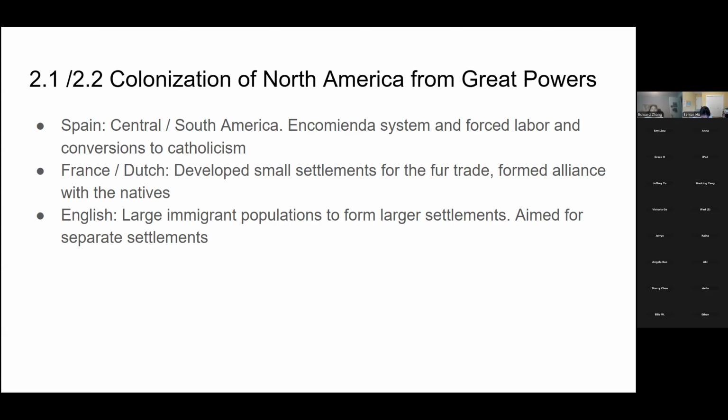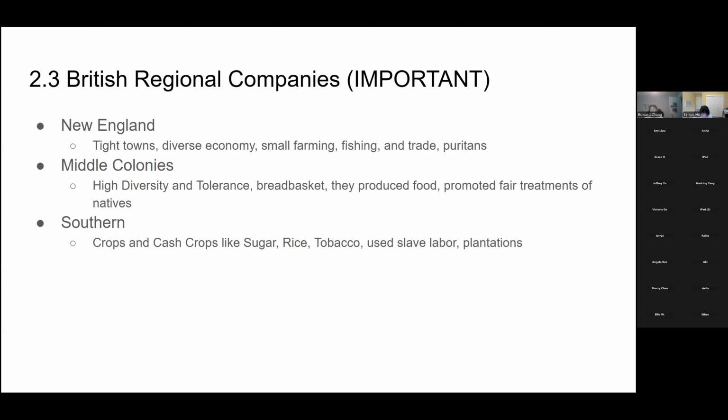So at the start, when there were not many English settlers, they were pretty good. The English treated the natives pretty well, good enough. And then later on, they ended up encroaching upon them. And you guys know about Bacon's Rebellion. Wars like these, battles like these, were because the natives feared that England was going to be encroaching upon them. All right. And then 2.3 is all about the British regional, I don't know why it says companies, colonies.